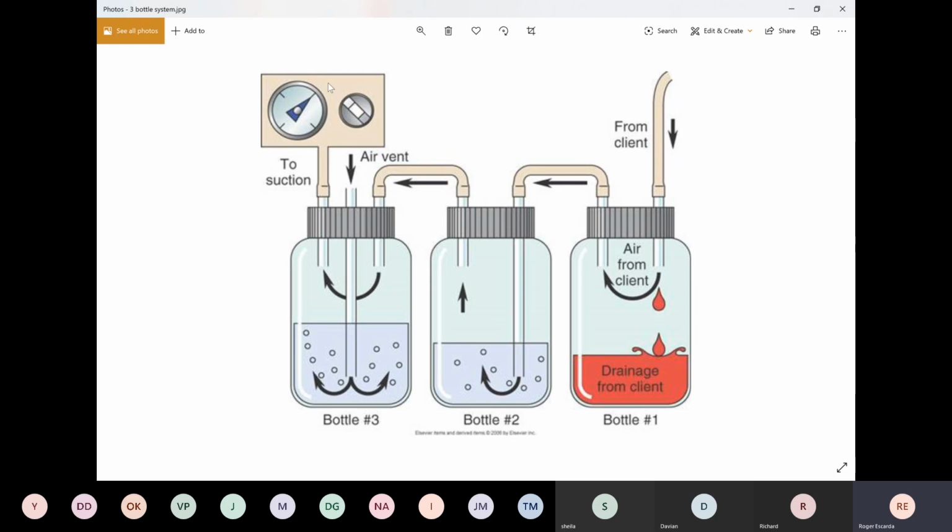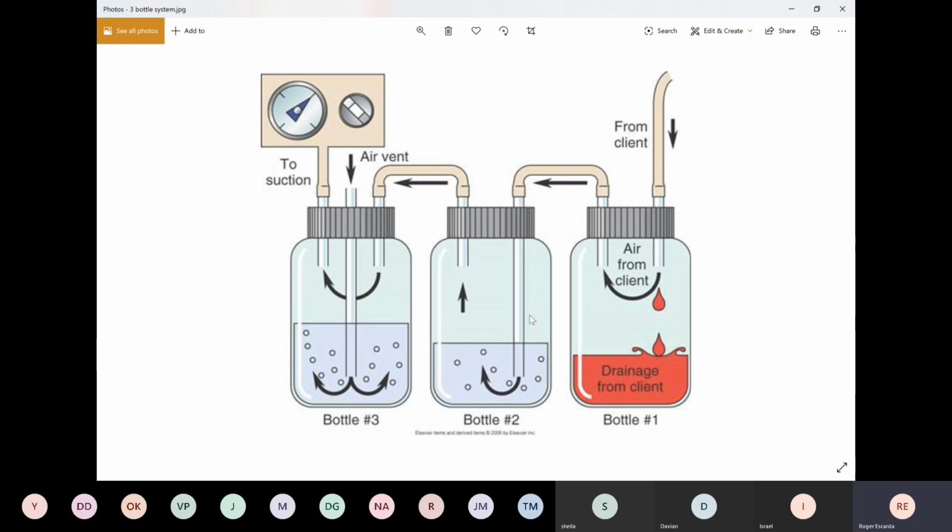If you put the wall suction too high, it'll cause too much bubbling. And of course, now that agitates the water, it will cause some of it to evaporate. So if the water level used to be 20, but now some of it evaporated, so it's now 18 centimeters high, how much suction is the patient receiving? 18. Okay, again, it's only as high as the height of the water inside the third bottle.